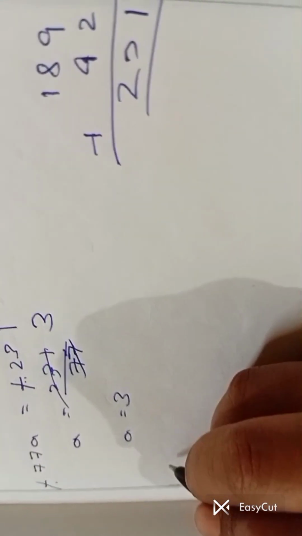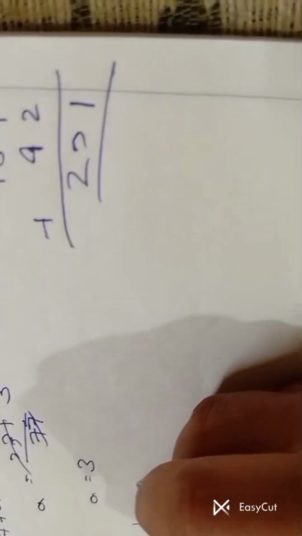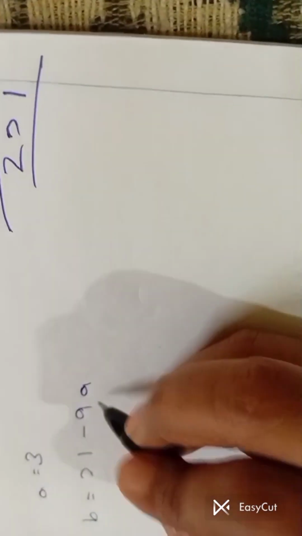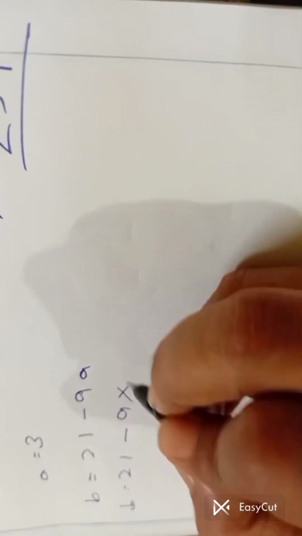Now we need to calculate the value of b using the value of a. What do we do? We got an equation which says b = 21 - 9a. If we put the value of a here, which equals 3, what do we get? 21 - 9 into 3, which equals 21 - 27. So what is the value of b? b equals -6.